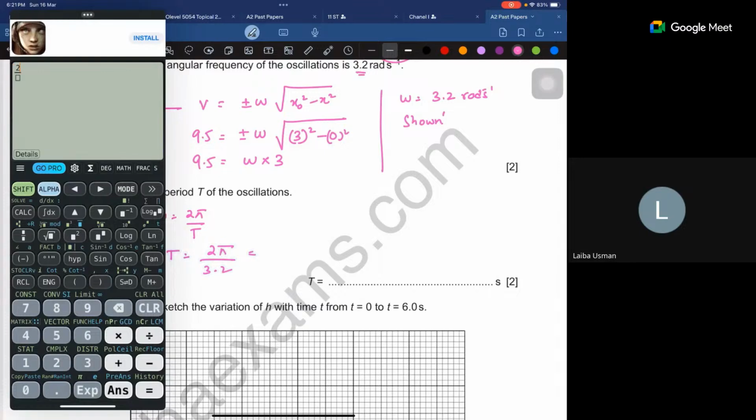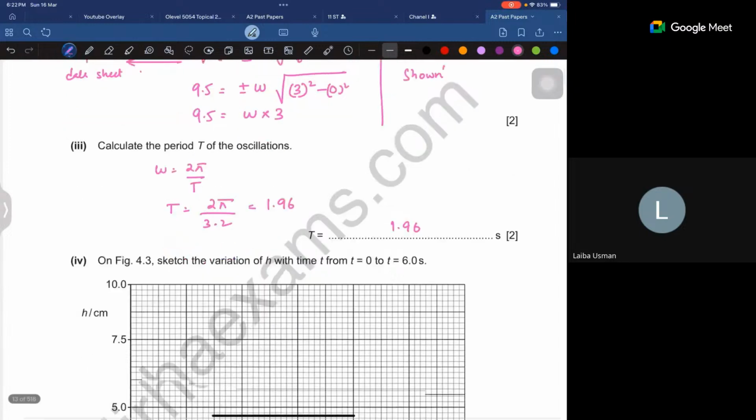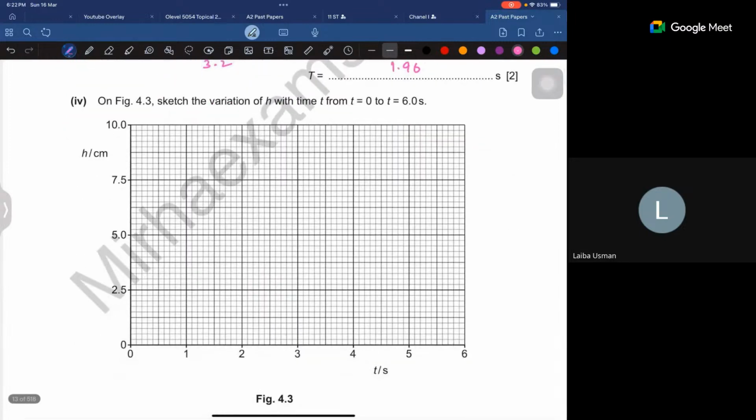In the actual exam, please don't leave any questions. Even if you don't understand something from the above part, you can still use the value that they've given if you're not able to show. That's going to be 1.96, or you can write 2 in that situation. Now it says get the variation of h with time.